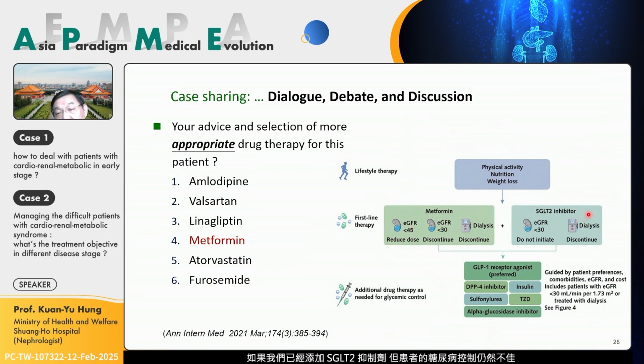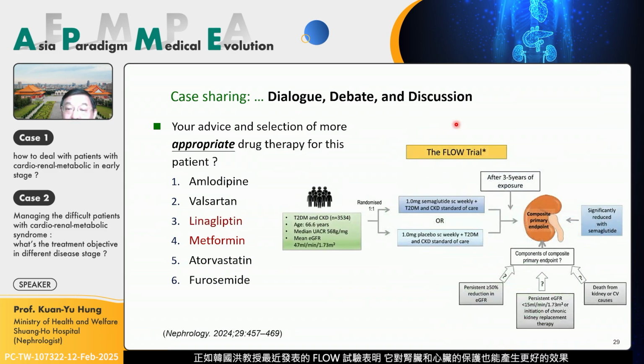But if we add on the SGLT2 inhibitors and the patient still has poor diabetes control, we may consider a GLP-1 receptor agonist or the other indicated agent, for example, basal insulin. And as Professor Hong from Korea showed, the FLOW trial just recently published could have better outcomes for kidney and heart protection as well. So in this patient, we may keep on the metformin and monitor closely. And if he still has poor diabetes control, even with lifestyle modifications and more education on exercise and stopping smoking, we may consider a GLP-1 receptor agonist for this patient.